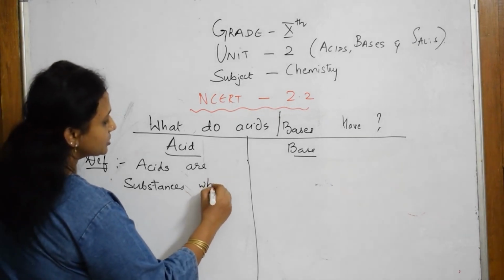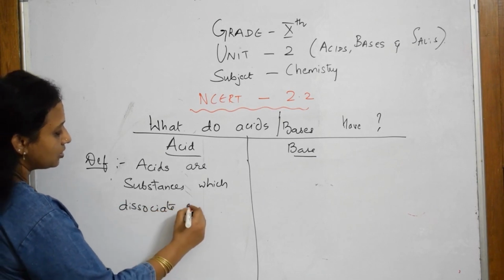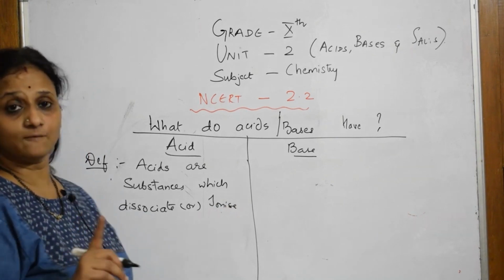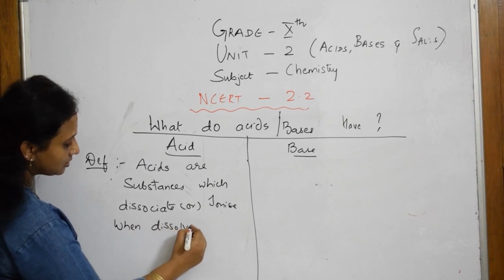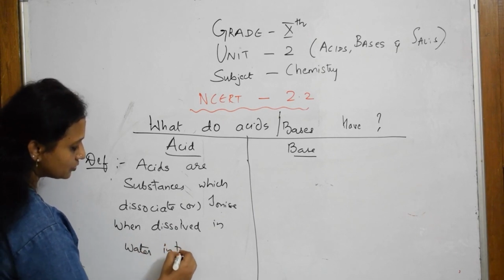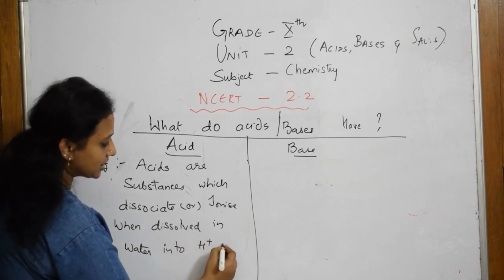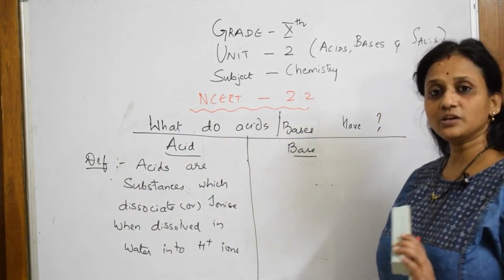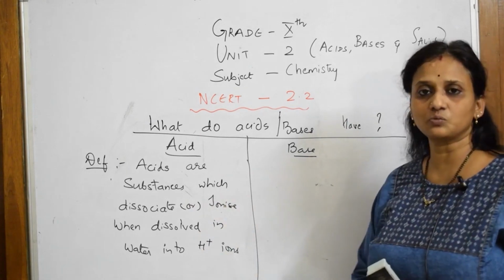Let us write, which dissociate or ionize when dissolved in water, into what? Into H plus ions or hydronium ions. What is that? We will see. So H plus ions are those when acids are dissolved, we get H plus. Hydronium ion is one more word which I use.